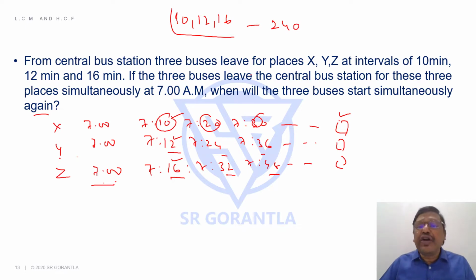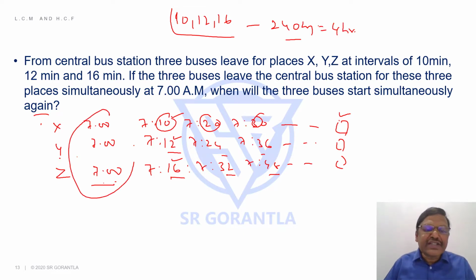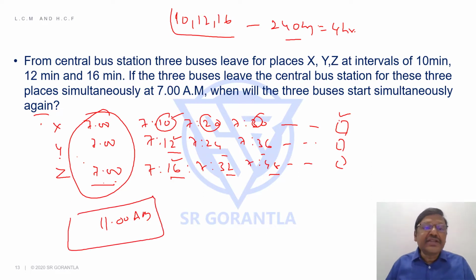That means after 240 minutes, all these three buses will leave simultaneously. 240 minutes is nothing but 4 hours. So 4 hours from the time they left first, that is at 11 o'clock, 11 a.m., all the three buses to X, Y, Z will leave simultaneously again from the central bus station. Hence, my answer is 11 a.m. See, this question is a simple question of LCM, right?